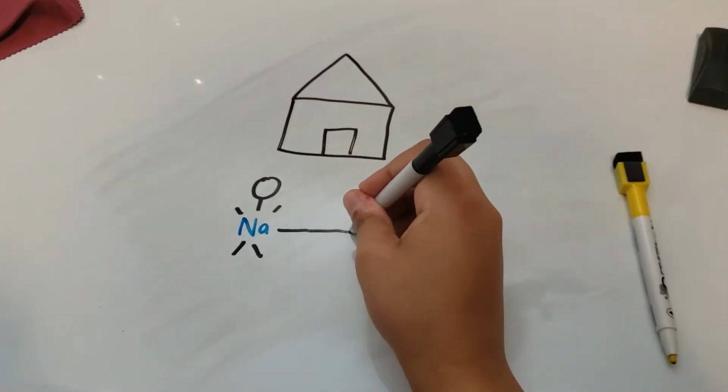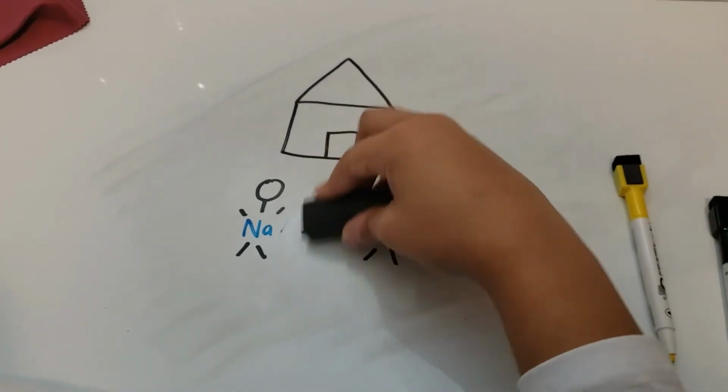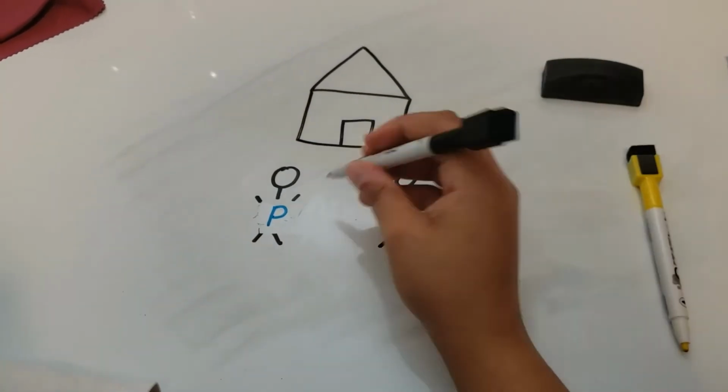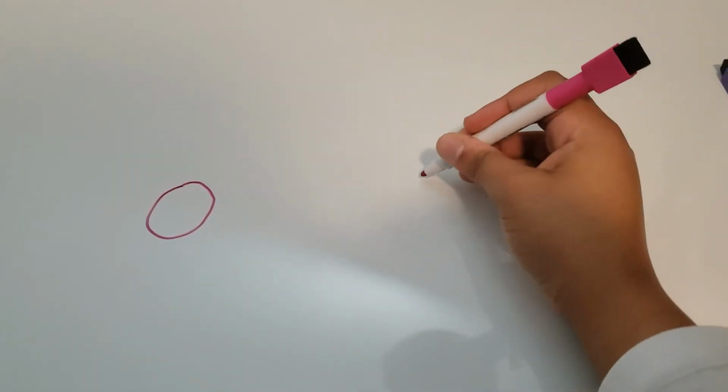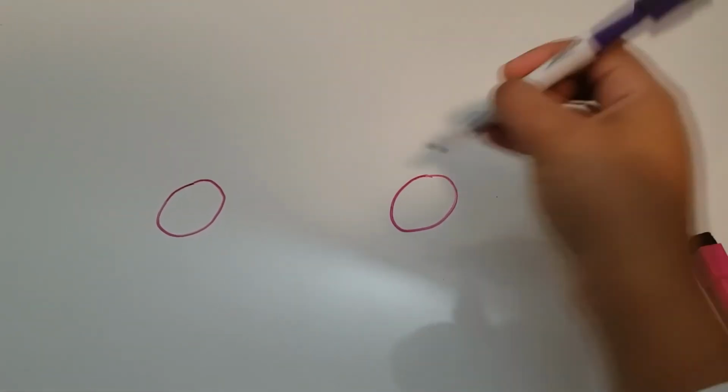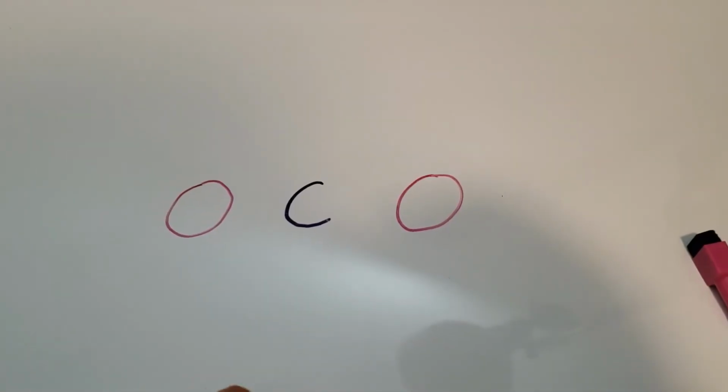If it's a bond between a metal and a nonmetal, then the electrons are transferred. If it's a nonmetal with a nonmetal, then the electrons are shared. Let's take a classic covalent compound, carbon dioxide. First, we draw the element symbols, O, C, O. The C goes in the center because reasons.